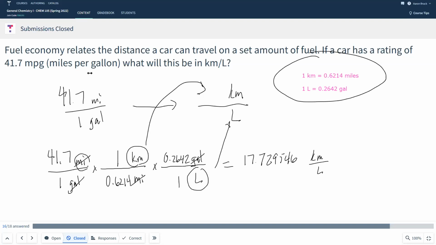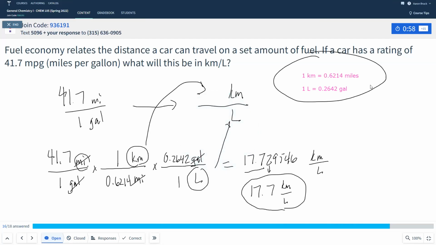Right. And once again, everybody's on the right track. The answer here is 3. I have 3 significant figures, so 1, 7, and 7, those are my 3 sig figs. The 2 is going to round us down, so 17.7 kilometers per liter is going to be the answer for this problem. Right. Any questions about this problem now?